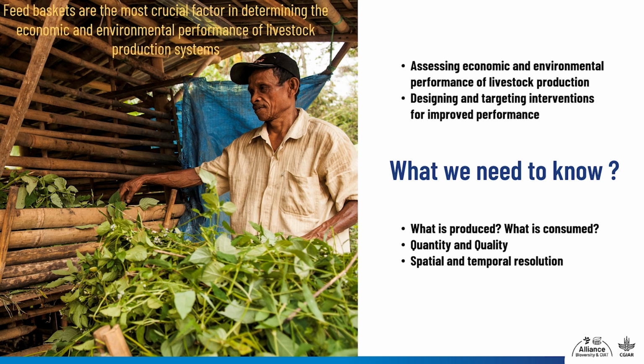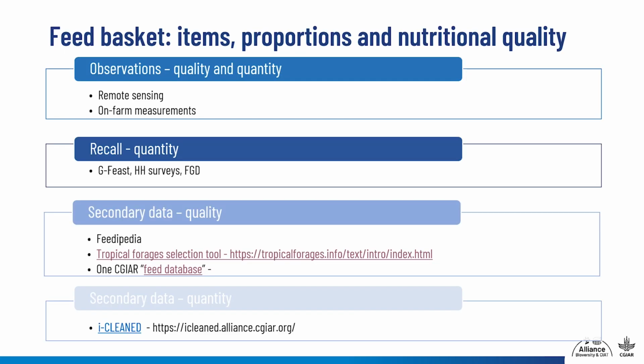So what do we really need to know? We need to know what is produced, where, but also what is consumed, both in terms of quantity and quality. And we also like to know exactly where and at what time. On this slide, I'll briefly talk about four groups of methods for describing feed baskets. And I mean this in terms of the feed items that are being fed, in which proportions, and what the quality of these feed items is.